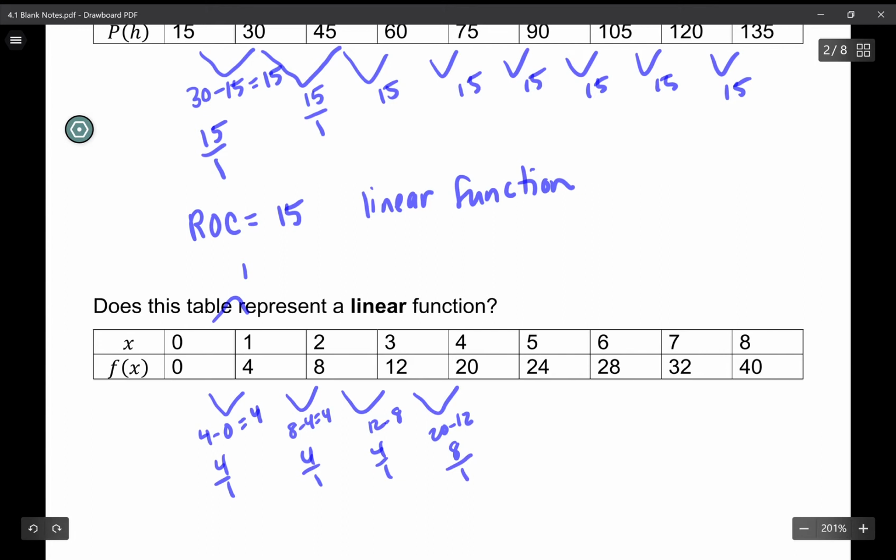So right here, we can see it changed from a ratio of output change of 4 to input change of 1, to output change of 8 to input change of 1. So this is not linear, and we call that non-linear. And if you're ever not sure, you can go ahead and graph these points, graph this function, and if the graph doesn't look like a line, it's not a linear function.